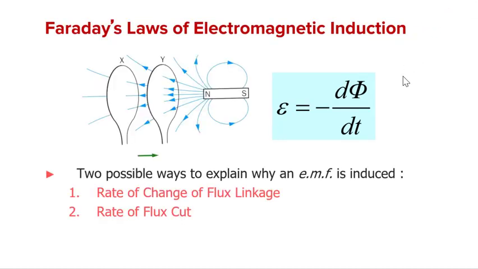To understand Faraday's law, let us use it to explain a simple case where we have a coil of wire that is moved closer to a magnet from position X to position Y. As observed in the earlier video demonstrations, we will observe an EMF induced in the coil as the coil is moved from X to Y. There are two ways to explain why using Faraday's law of electromagnetic induction. Firstly, using rate of change of flux linkage, and secondly, using rate of flux cut.